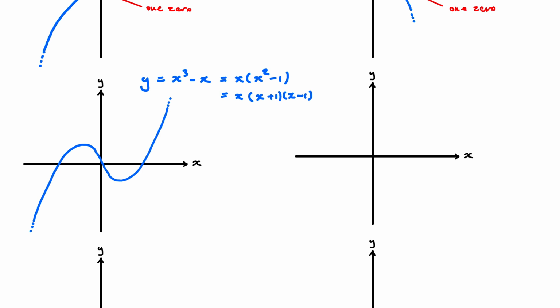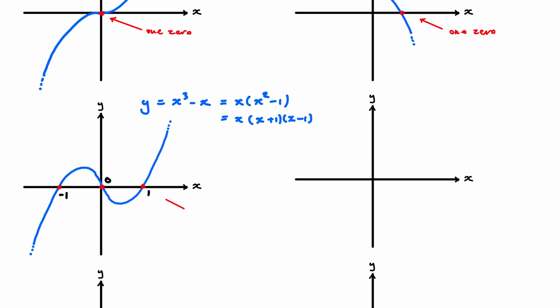So now, first of all, we've got this point here, this point here, and this point here. So this is minus 1 here. This is 0 here, of course, and this is 1. So these correspond to these 3 factors. So in this case, we've got a cubic again. So we've got a degree 3 polynomial, but something interesting's happened. Not like the above examples, we're getting 3 roots.